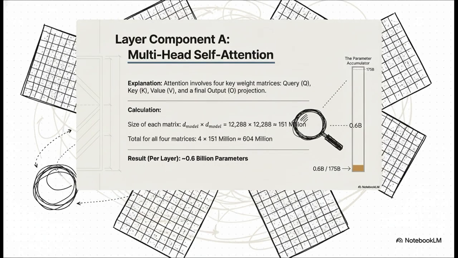So let's check out that first room, self-attention. This is basically how the model figures out which words in a sentence are most important to pay attention to. And to do that, it uses four really big matrices. As you can see from the math, each one is a huge 12,288 by 12,288 grid. That adds up to about 604 million parameters. And remember, that's for just one single layer of our 96-story skyscraper.